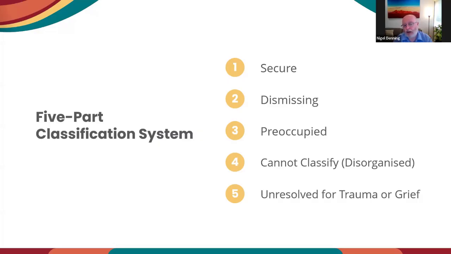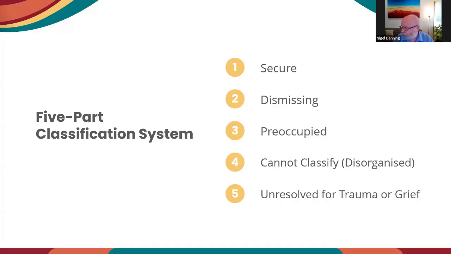dismissing attachment, which is avoidant in the children's literature, preoccupied attachment, which is anxious avoidant in the children's literature. And then we've got cannot classify, which is a transcript that has qualities of both dismissing and preoccupied organization. So that's why it can't be classified into one, can't be secure, dismissing, or preoccupied. And the description of that was later developed into a disorganized attachment.